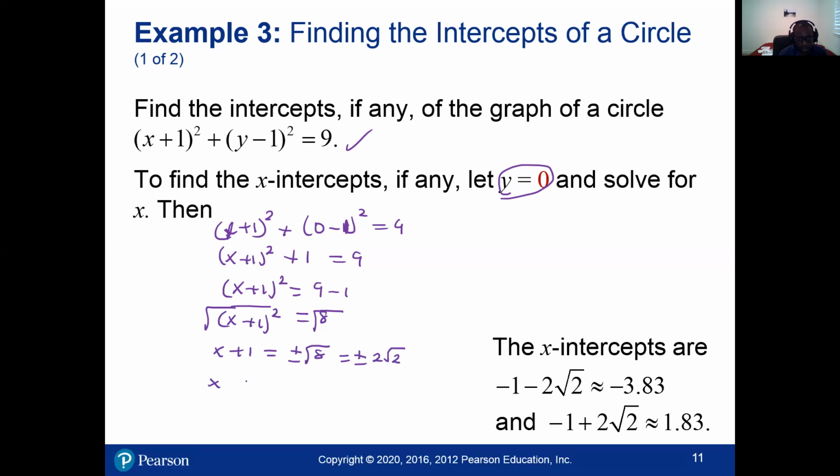And so what is x? x is equal to -1 plus or minus 2 square root of 2. So there are two values there. The x-intercepts are x equal to -1 plus 2 root 2, and -1 minus 2 root 2. This one, with the minus, gives us approximately -3.83, and the other value gives us positive 1.83. So those are the x-intercepts. There are two values, because it's a circle, so it cuts the x-axis at two places.